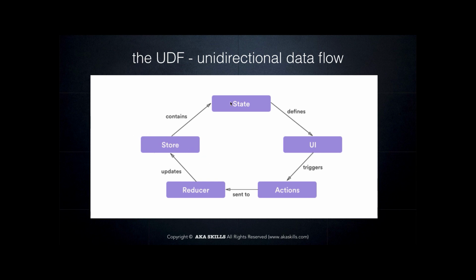And this store contains the state of the application, which defines the UI. So what happens? Let's say the user clicks a button here. Make something red. This triggers an action: make something red. This action is sent to the reducer. The reducer will update the store and say, hey, something happened.